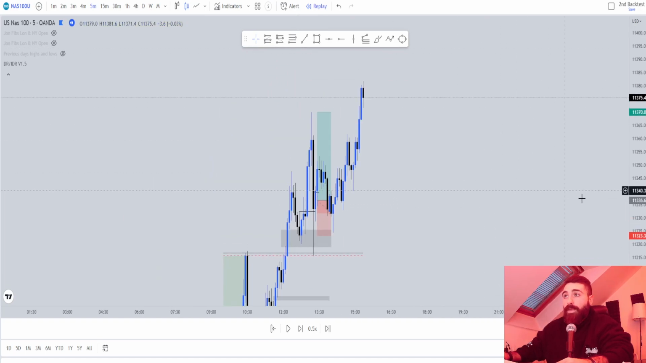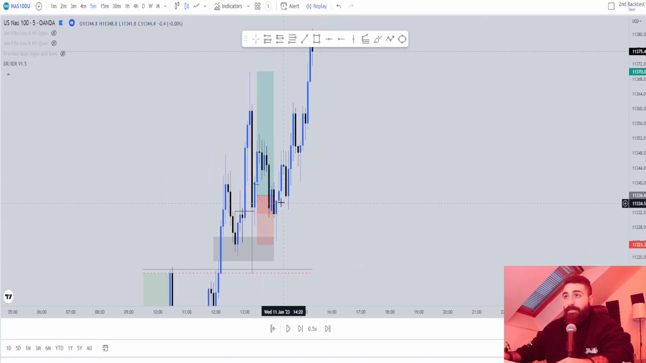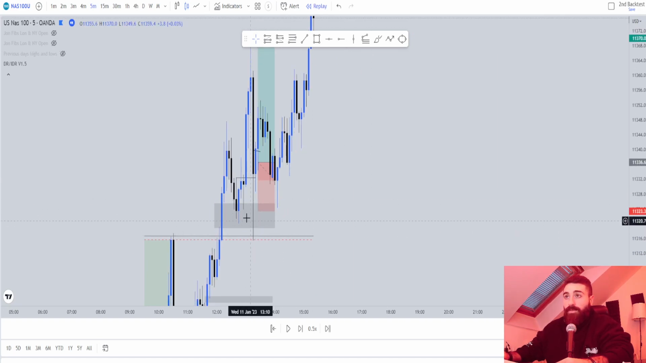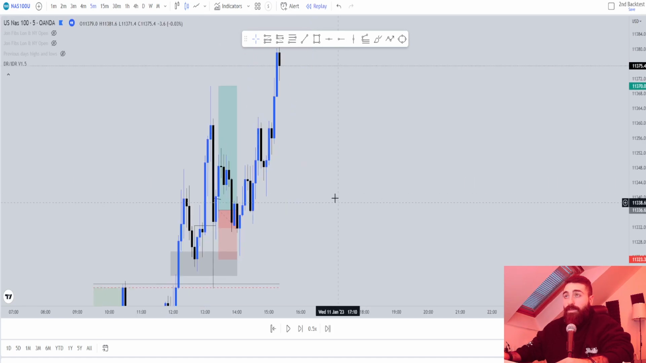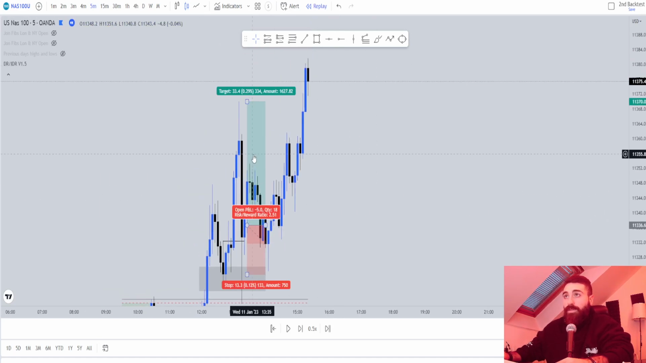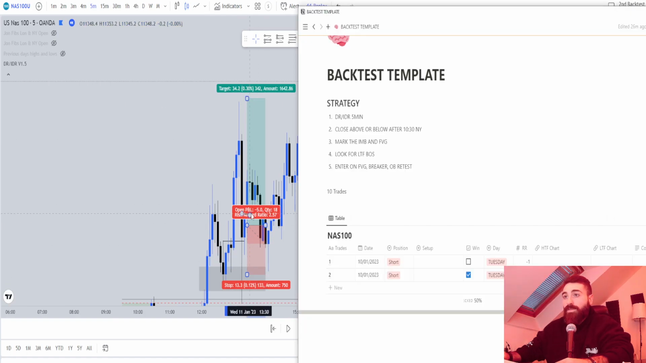And as we can see, this trade played out. We didn't go below, and we reacted from the DR. So okay, this is a good trade. 2.5, it should be above this high, so something like that. 2.57, we're gonna log this in. It's on Wednesday.